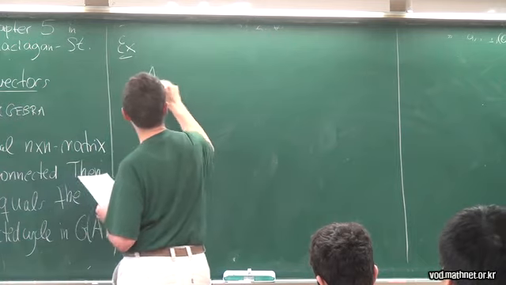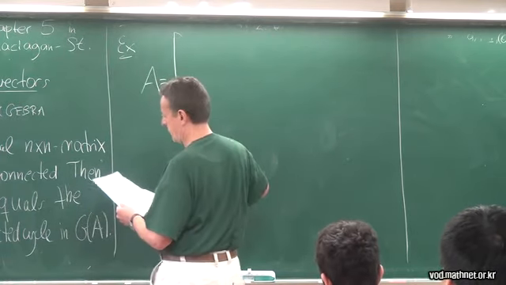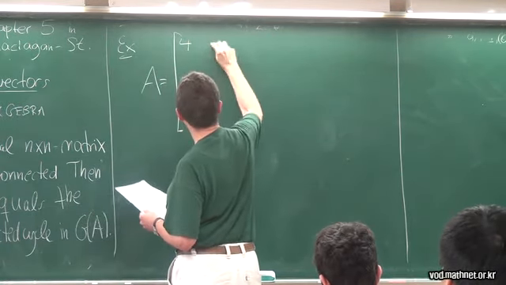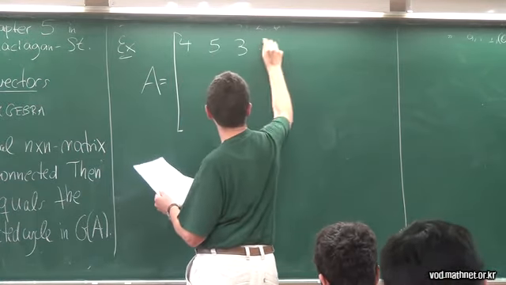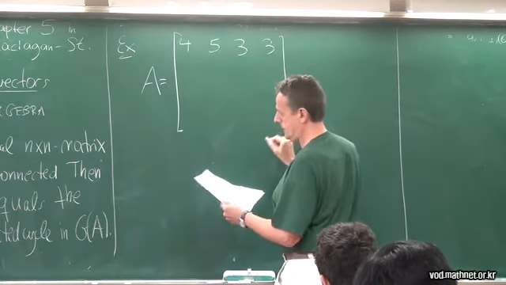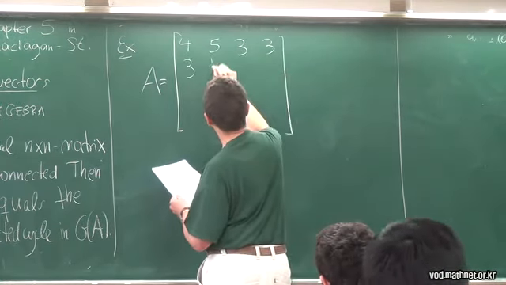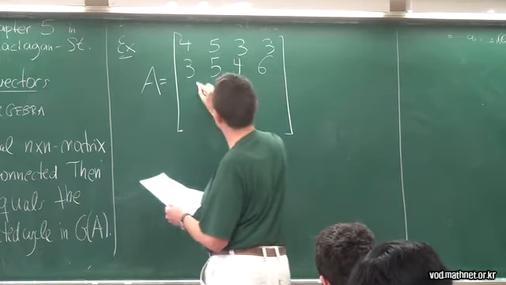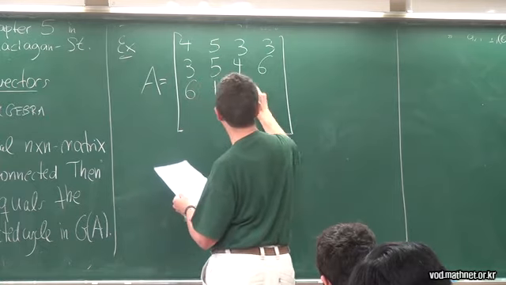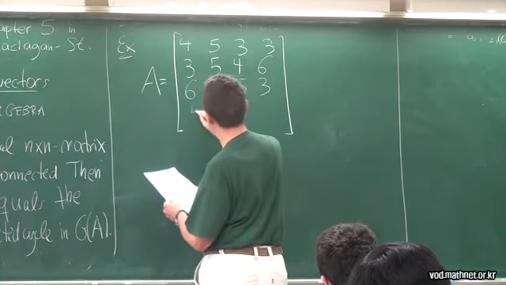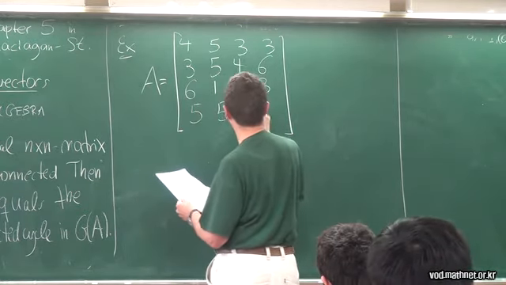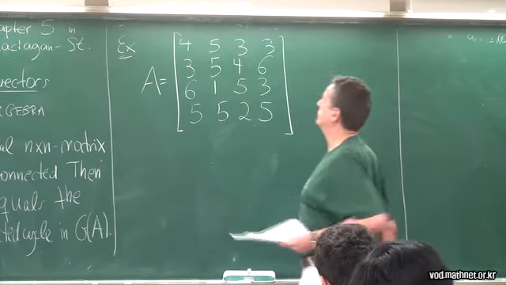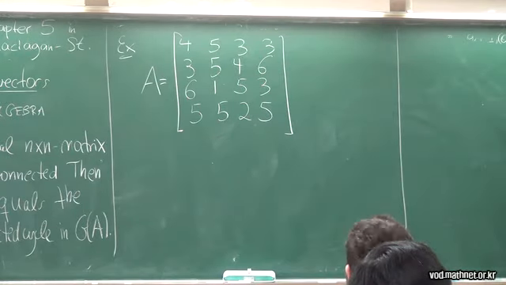So here is a 4 by 4 matrix: 4, 5, 3, 3, 3, 5, 4, 6, 6, 1, 5, 3, 5, 5, 2, 5. Okay, so this is an n by n matrix, a 4 by 4 matrix.